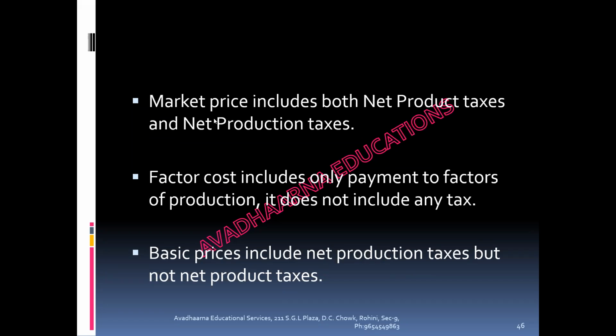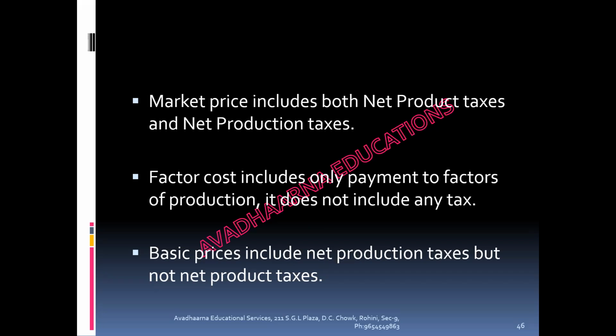First is market price includes both the types of taxes, net product taxes, which are calculated per unit, and net production taxes, which we pay as a lump sum for the services. So market price includes both taxes. Whereas factor cost includes only payment to factors of production. It does not include any tax. Factor cost does not include any tax.